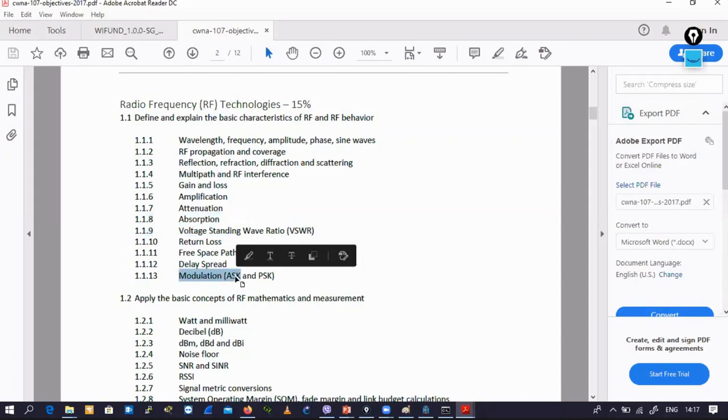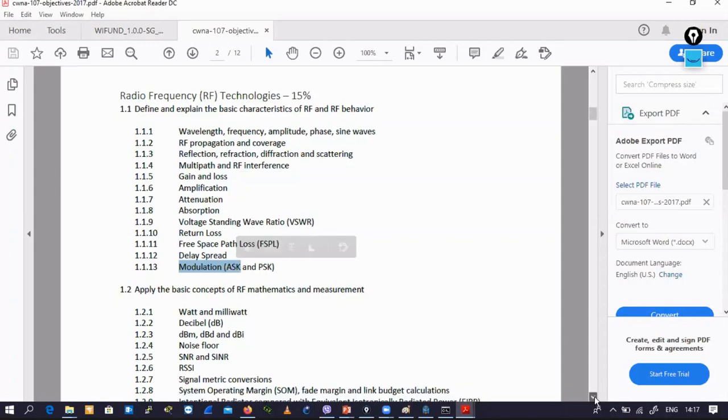Modulation also. Modulation, I hope everyone understands the Bluetooth. I'm just giving an example. The Bluetooth is also using FHSS, frequency hopping spread spectrum.